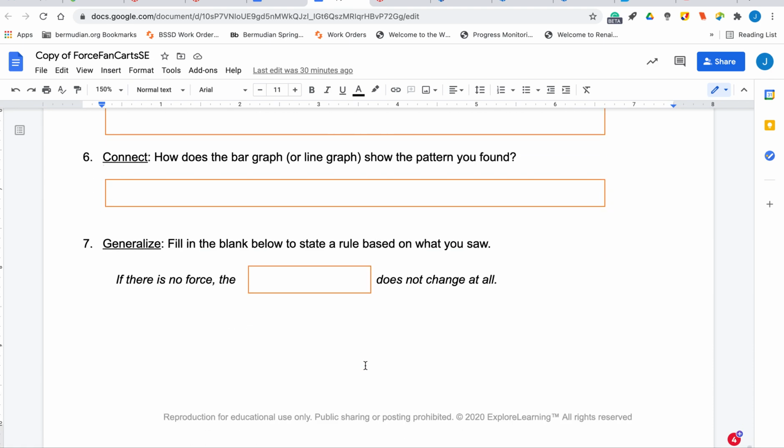And then your final conclusion should be, if there is no force, the what does not change. Think about that. If there's no force, what's not going to change? And fill in the blank.